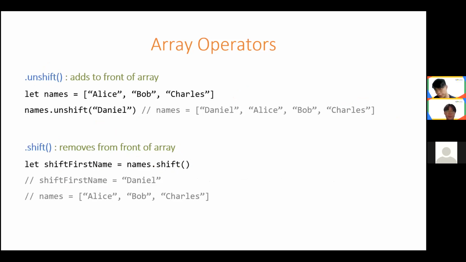So push always adds an element to the end of an array. But what if you want to add it to the front? That's where unshift comes in. It works just like push, except it adds to the front instead of the back. So unshift Daniel similarly, but now you see Daniel is at the front instead of at the back.